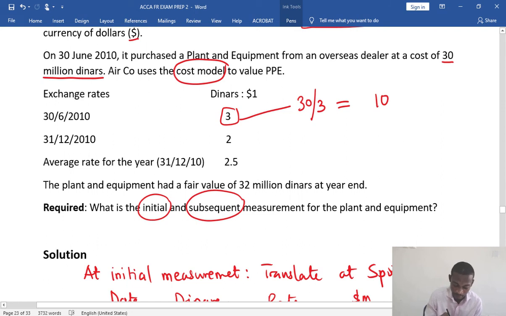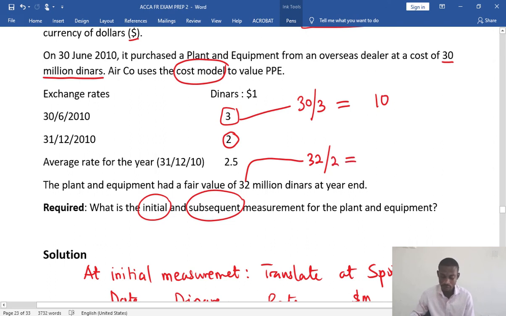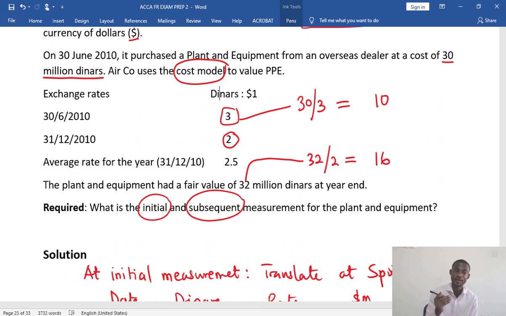Then at the reporting date, we would have to retranslate using the revalued amount, which is the fair value. So it will be 32 divided by the rate prevailing, which is the closing rate, and that is 2. So 32 divided by 2 should give us 16. And what it means is that between the initial date and the year end, due to the effect of revaluation differences and exchange differences, the value of the asset has gone up.